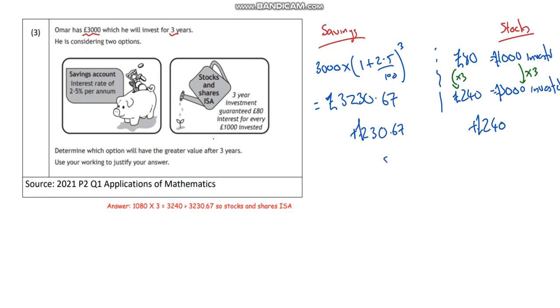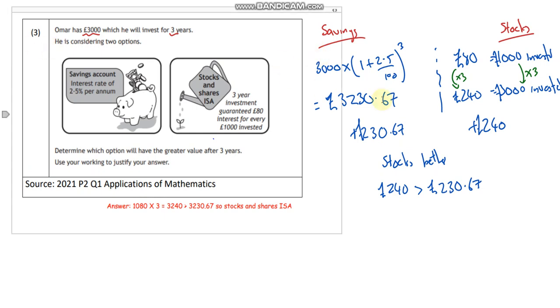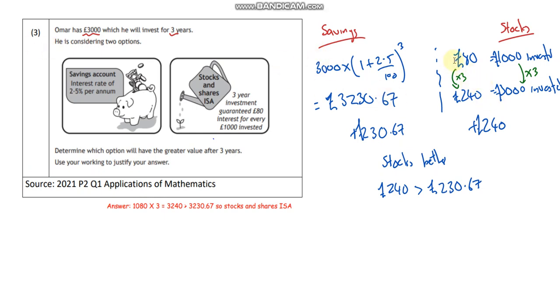So therefore the stocks are better. Yeah, the stocks are better as £240 is greater than 230.67. I noticed I was kind of doing like for like in the end there. I could have put down, I suppose, 1,080 times that by 3. That would be like his final amount, if you know what I mean.